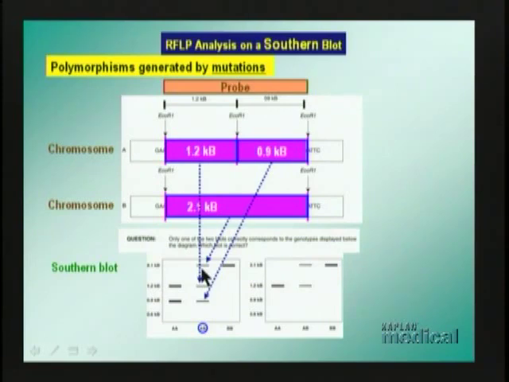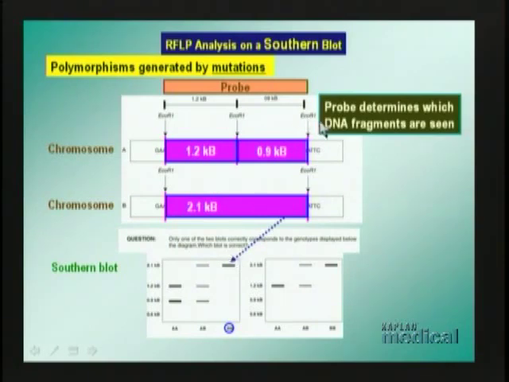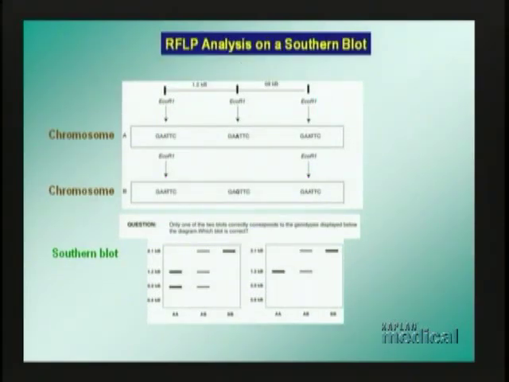Now lastly, what would happen if someone has a BB genotype? In that case, this person would have two chromosomes, each one generating the 2.1 kb fragment, and there it is right there, two overlapping bands at 2.1 kb in size. So again, I want to emphasize, notice how the probe determines which DNA fragments are seen. Now, what I would like to do again is carry it one step further and ask yet another question.